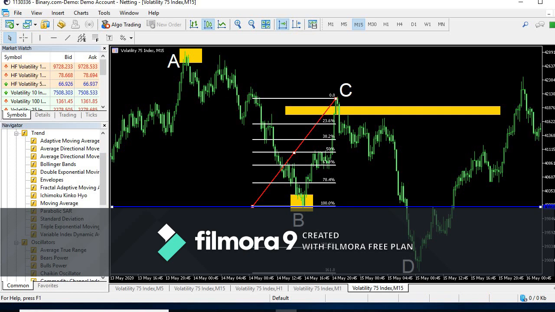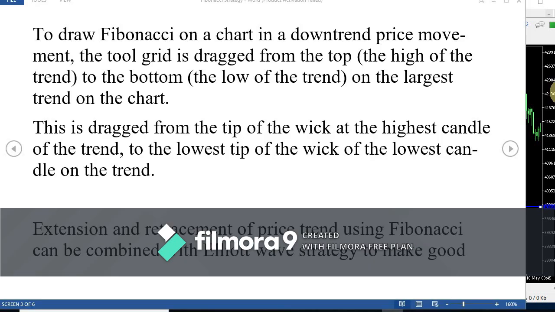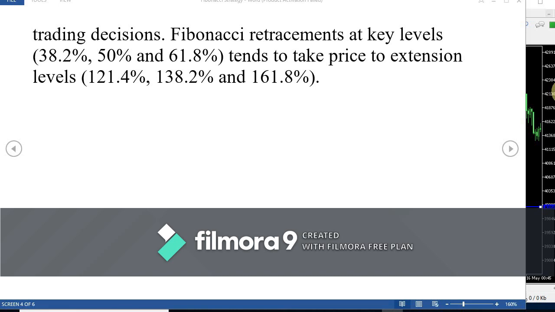Extension and retracement using Fibonacci can be combined with the Elliott wave strategy to make good trading decisions. Fibonacci retracements at key levels 38.2%, 50%, and 61.8% tend to take price to extension levels at 121.4%, 138.2%, and 161.8%.